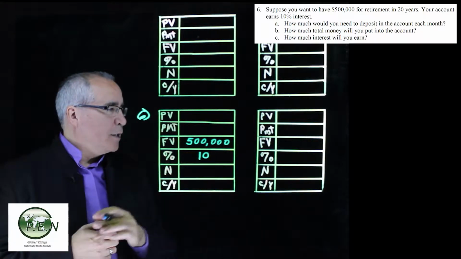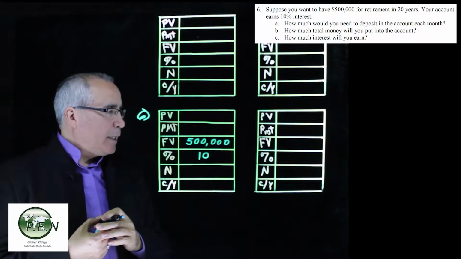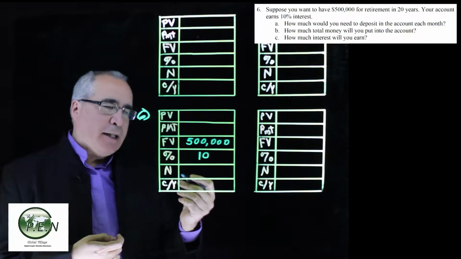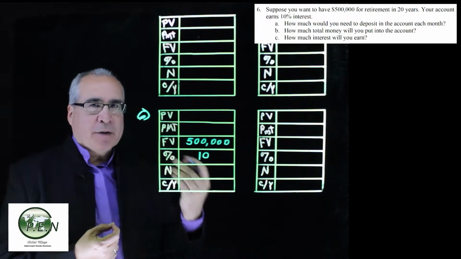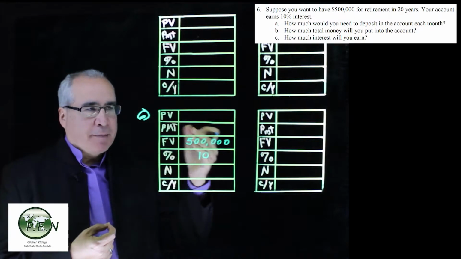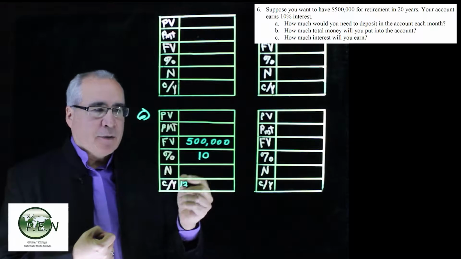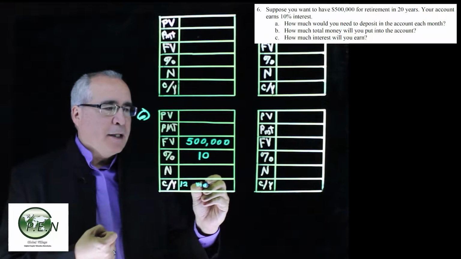Let's see, 10% interest. How much money would you need to deposit each month? So we're doing this monthly. These calculators, whatever we're doing, if we're compounding monthly or if we're deposits going in monthly, everything has to be in terms of that. So it'll be 12 or monthly.